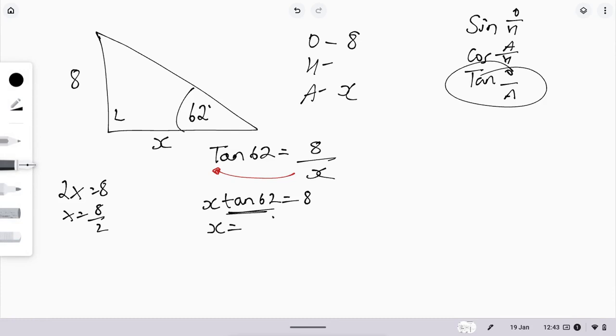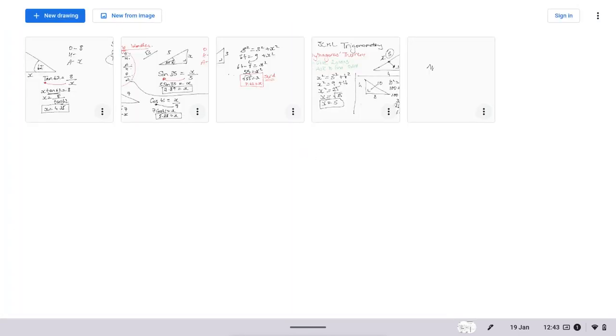Or alternatively, just bring it in below. 8 over tan 62. Now you'll have to close your bracket or you'll get a syntax error. So 8 over tan 62, close your bracket, and to 2 decimal places it says 4.25. So the only way it'll get more difficult is when there's a letter on the bottom. So that's the second of your 4 things that you'll need during trigonometry.